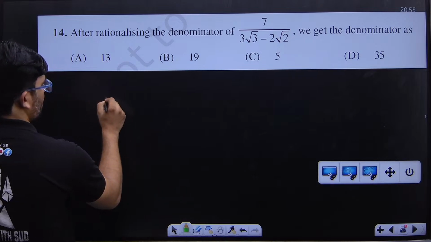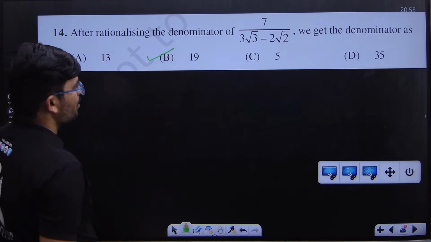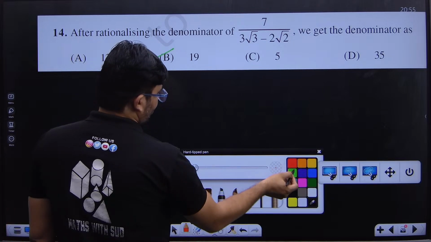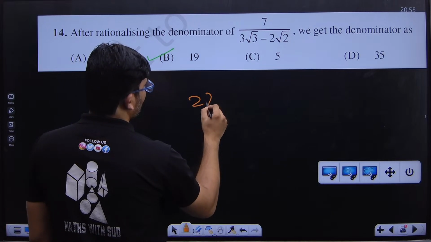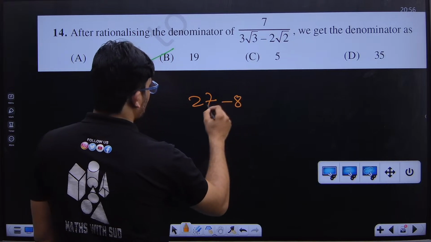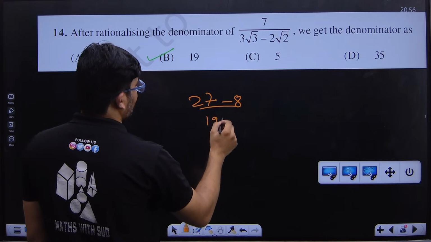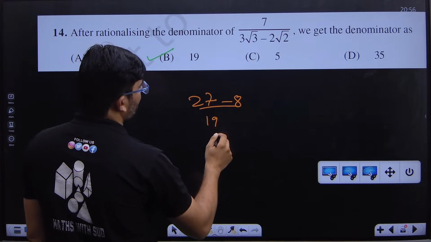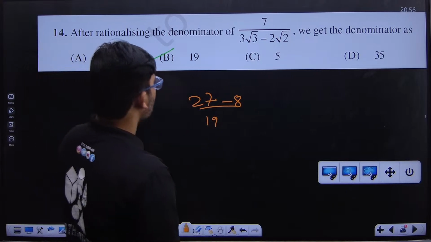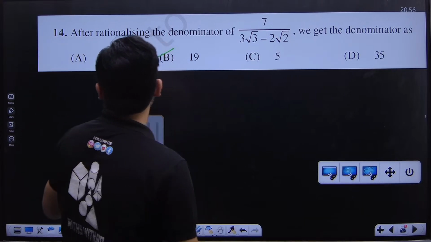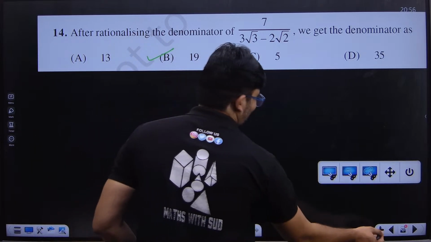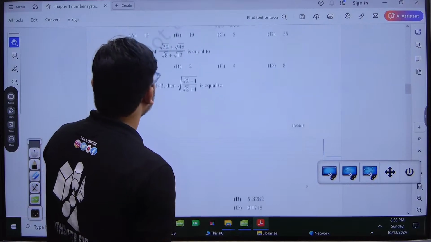Sir, B. Okay, so 3 root 3 is how much? 3 times 3 is 9, 3 times 9 is 27. Minus 2 into 2, 4 into 2, 8. 27 minus 8 is 19. How did you get B? Because 19. Okay, they are asking the denominator only. Okay, good.